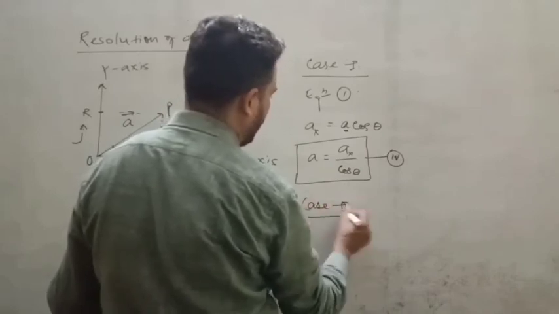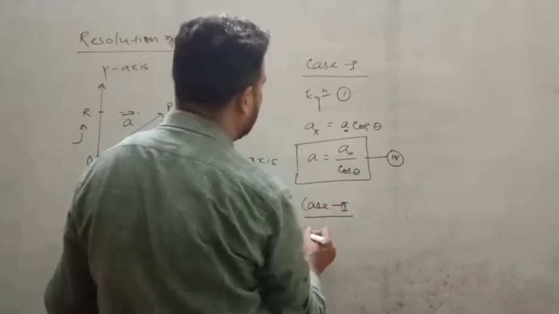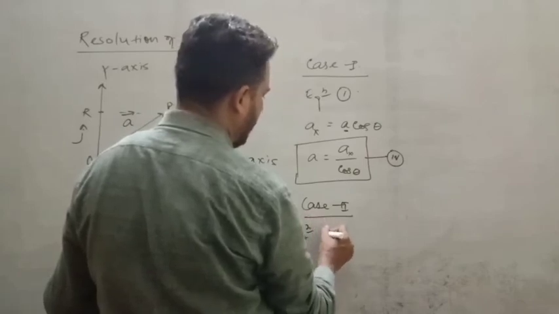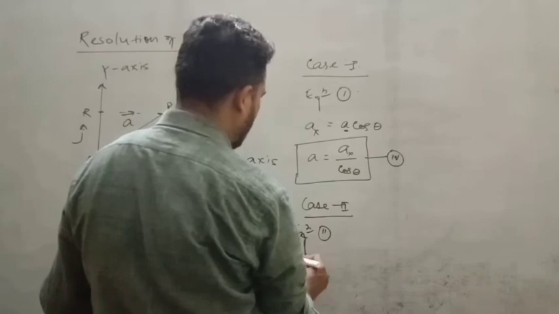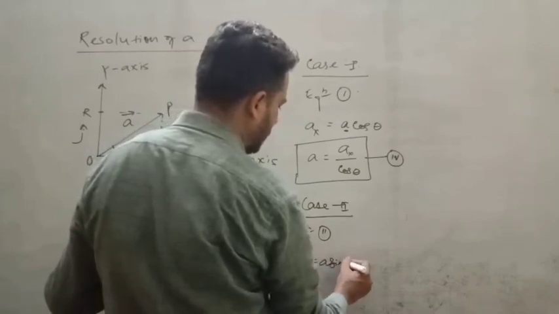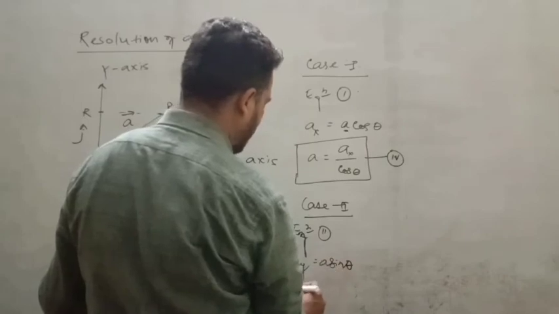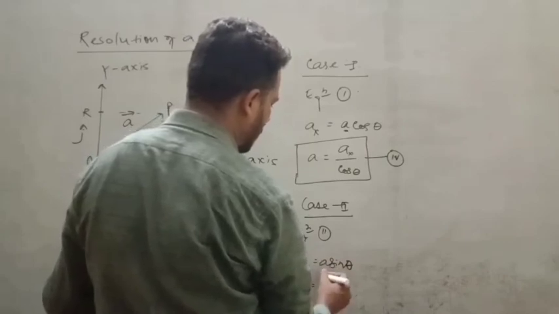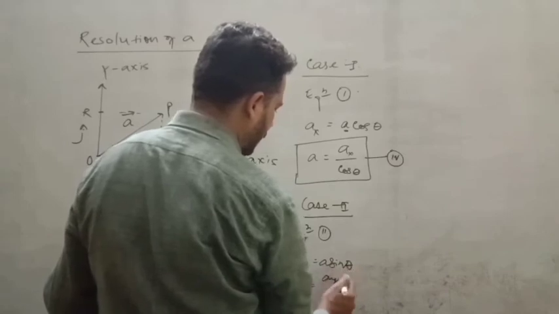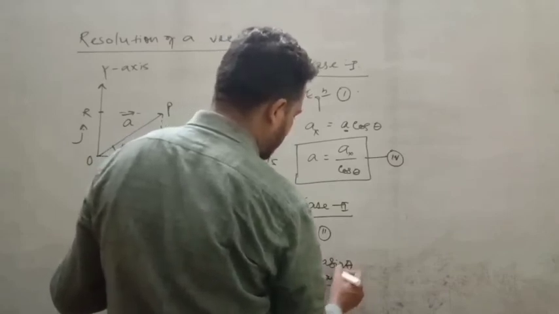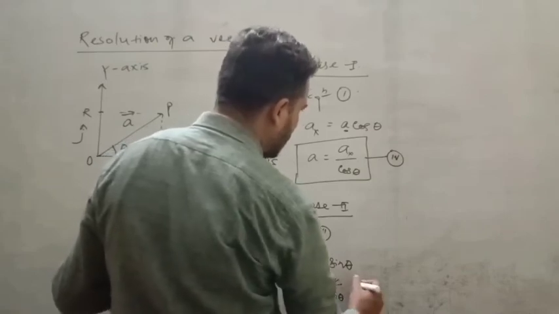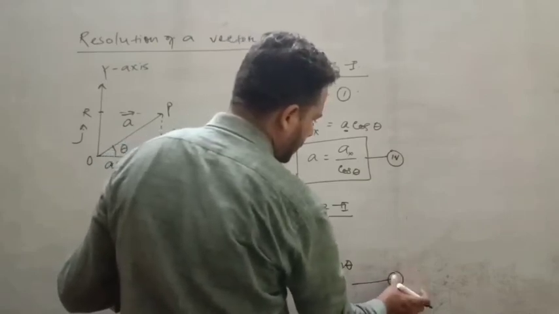from the second equation, your ay is a sin theta. So from here you can find that a is equal to, this one is how much? ay by sin theta. Your next equation be there.